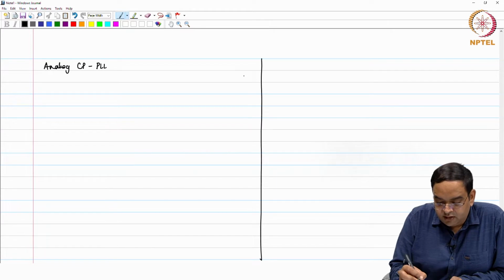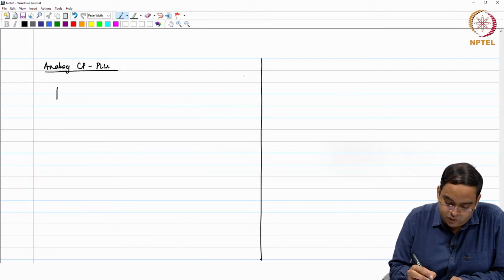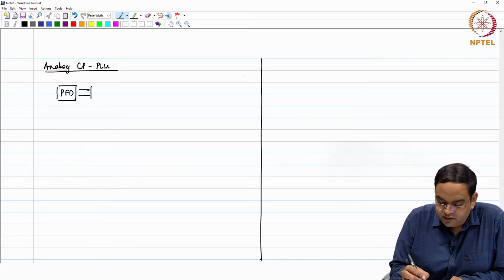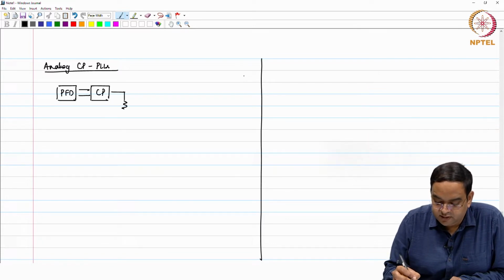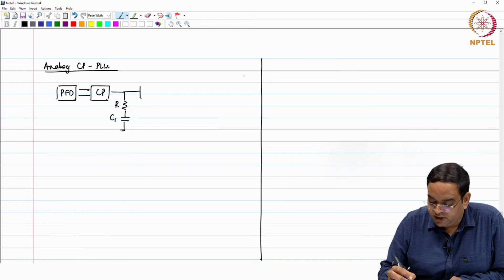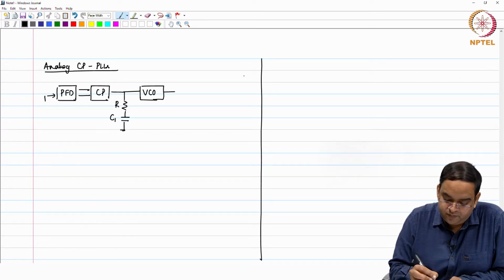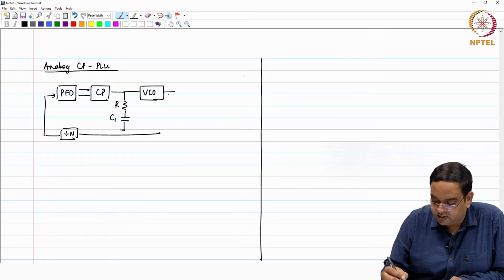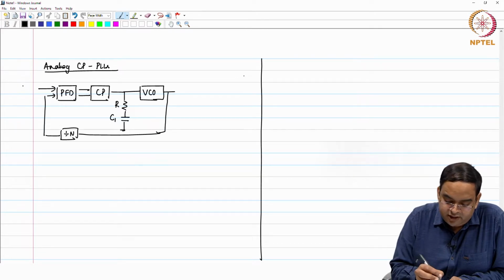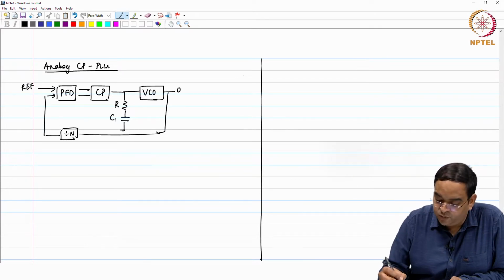Okay. So, the analog charge pump PLL, which now we are so used to, is something like this. You have PFD, charge pump, followed by loop filter. For easier analysis, we will use only type 2 loop filter here, and this is VCO, divider and feedback like this. Okay. And you have your reference here, and this is your output.